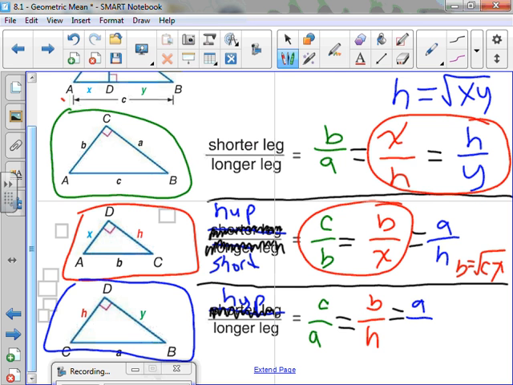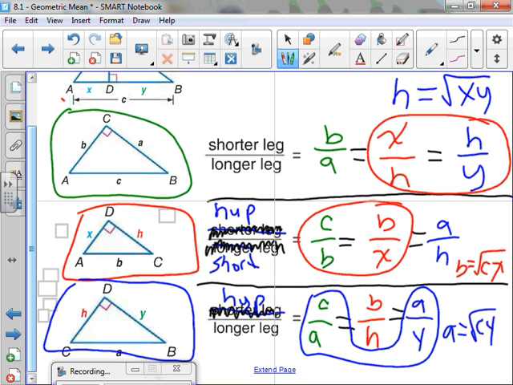Okay, so that's our first theorem, and it's pretty simple. Your h, when you have this altitude, is equal to the geometric mean of x and y. So the square root of x times y is going to give you h. That's a simple theorem, right? Now this one, 8.3, is just slightly more complicated, but not a lot more. There are lots of theorems.